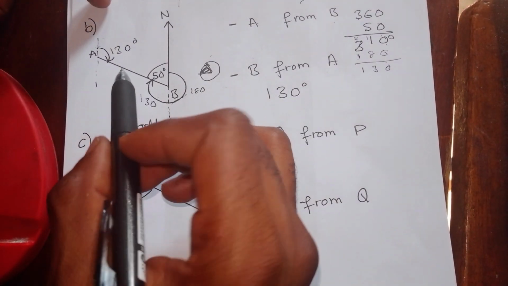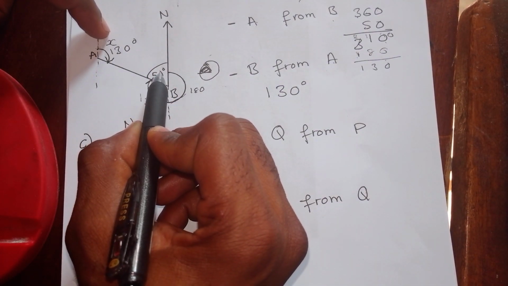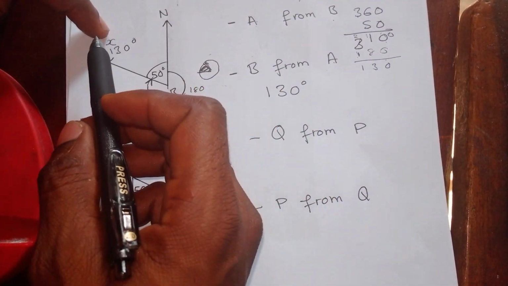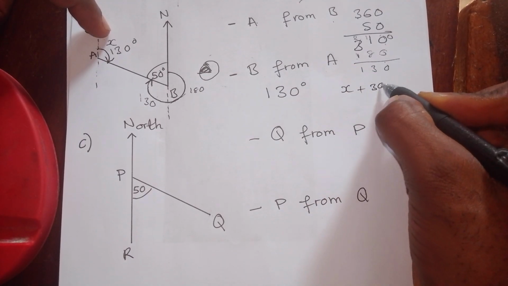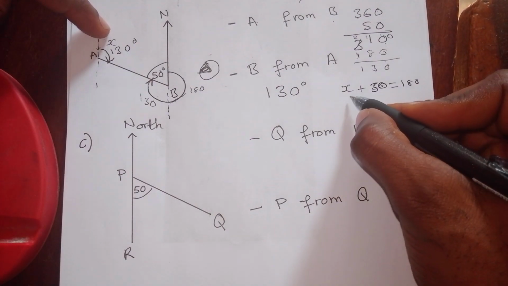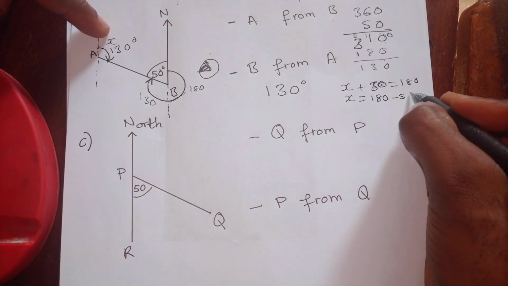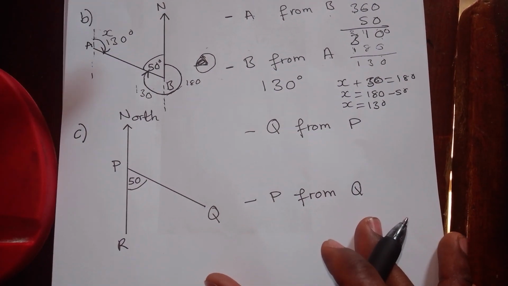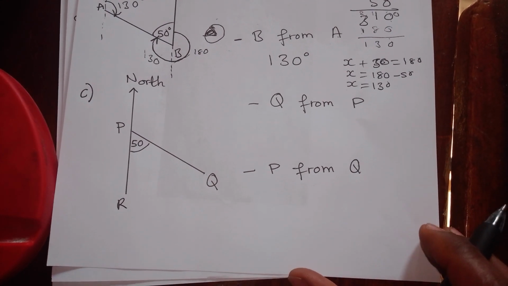An alternative method is to call this one x, and then say x plus 50 is equal to 180 degrees. And then you can solve for x by taking the 50 to the other side. So this will equally give you 130. Just use whichever method is easier for you. You always have a wide range of options.